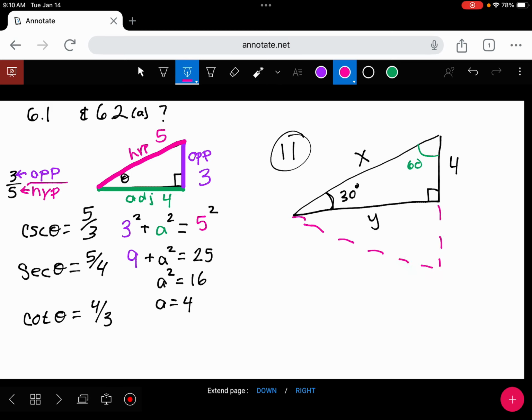So 30, 60, 90 is related to equilaterals, which means this whole side is 8. Which means which letter does that help me find? It helps me find x for sure. Because I know that this bottom side is 4, so this height has to be twice it. So this x is going to be 8.